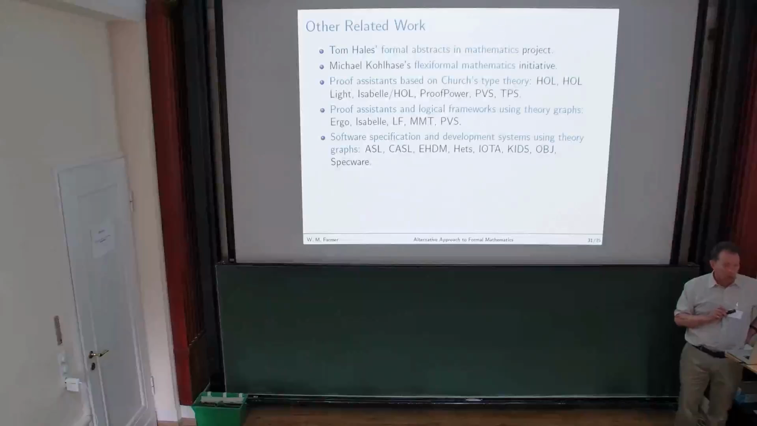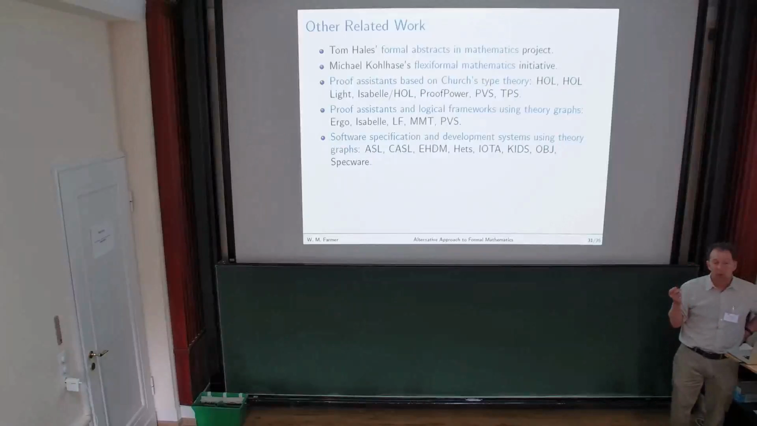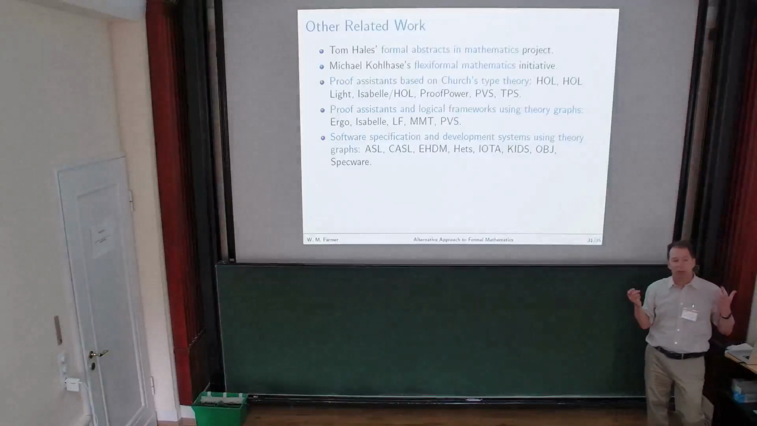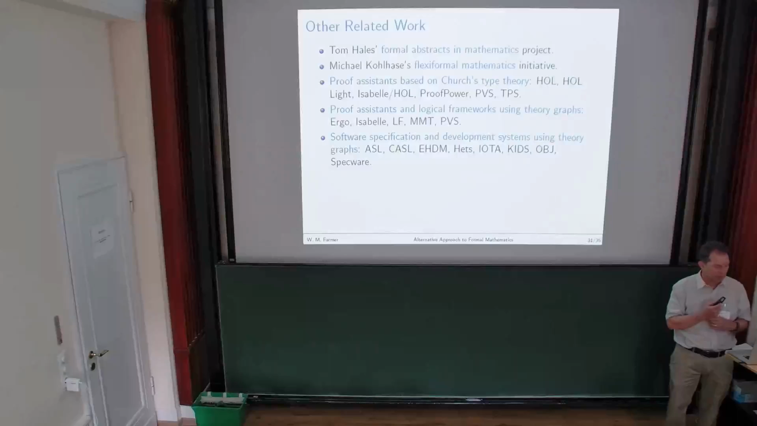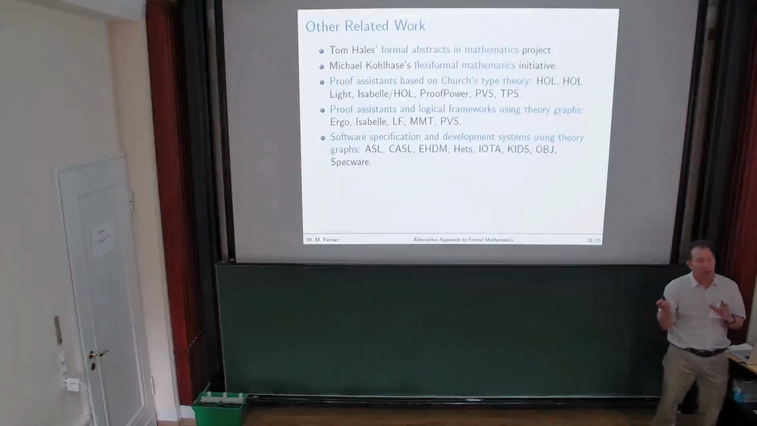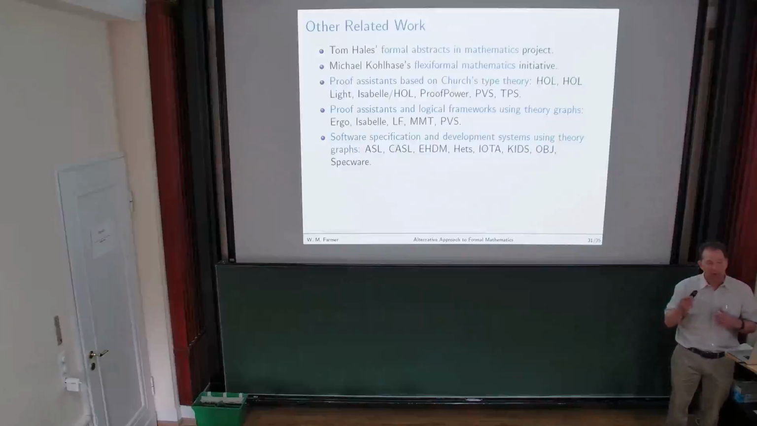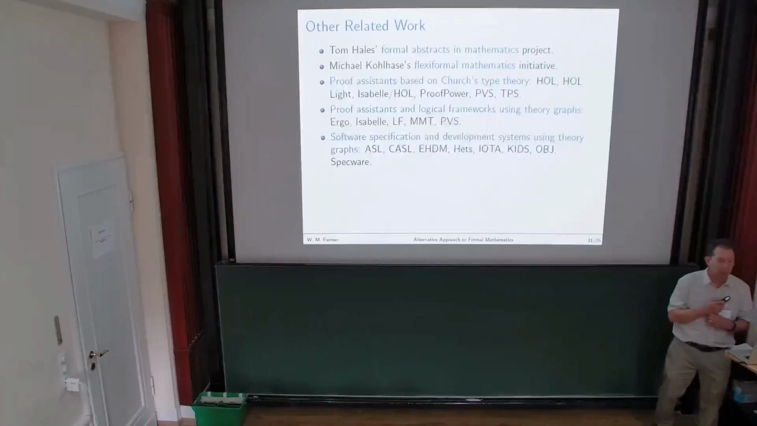Of course, there are other related approaches. There's Tom Hales's formal abstracts approach. There's Michael Kohlhase's flexiformal mathematics. The formal abstracts approach is you try to develop formal mathematics, but you don't necessarily prove things formally, but at least you state the theorems formally. And in Michael Kohlhase's flexiformal mathematics approach, you can do some parts formally, some parts informally. So how does this approach differ from those? Both of those approaches sort of depend on proof assistants in some way. The approach I advocate doesn't depend on proof assistants at all.